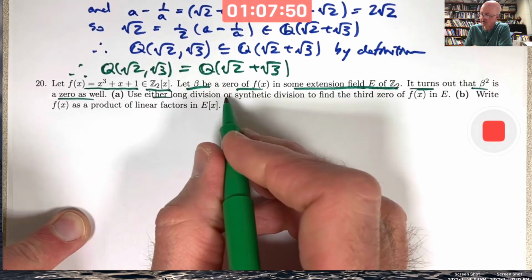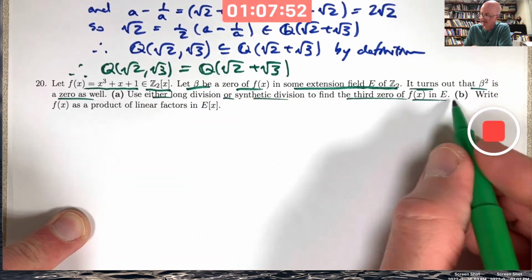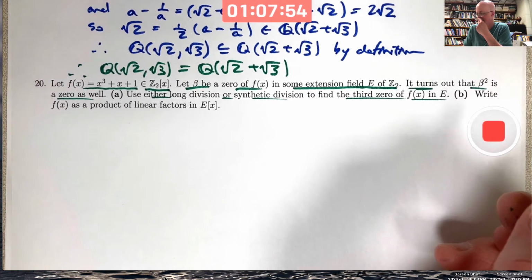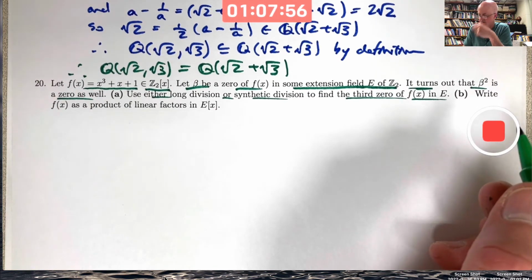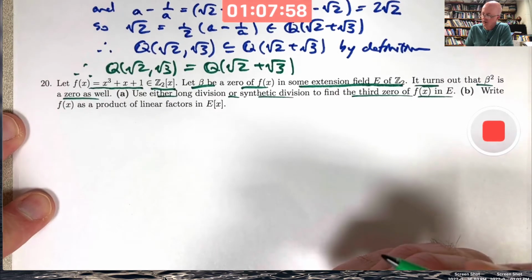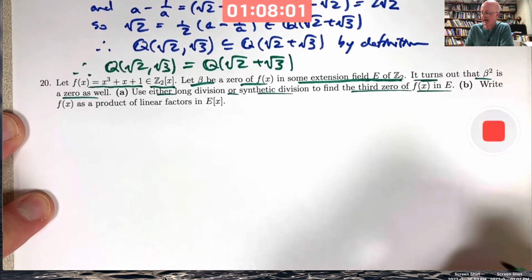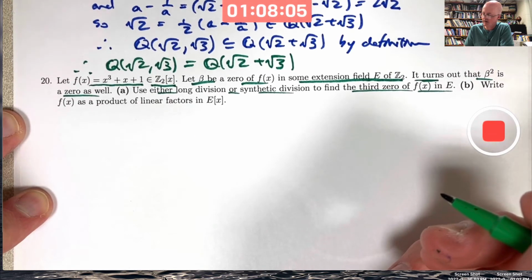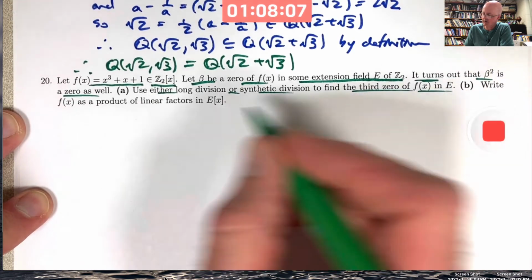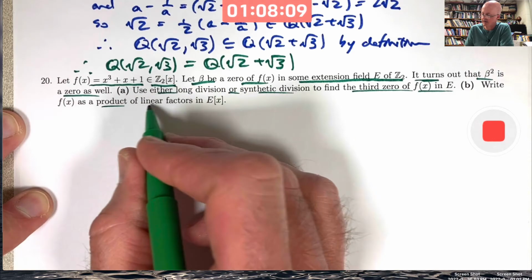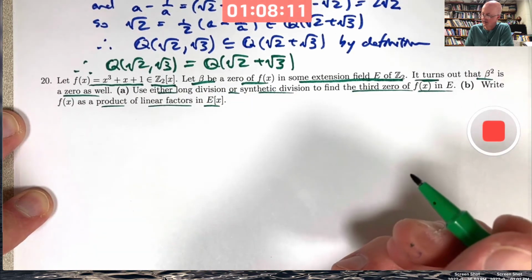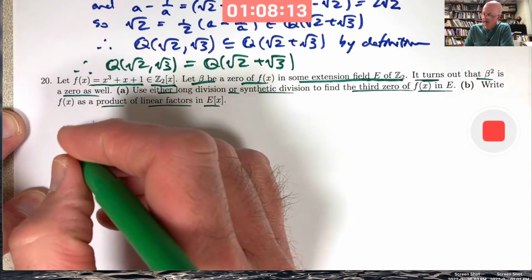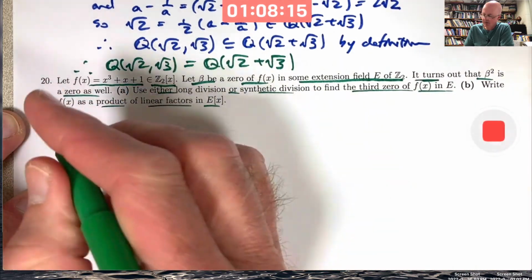Use either long division or synthetic division to find the third 0 of f(x) in E. And in so doing, we will also confirm beta squared is a 0. Though, by me telling you that, it will help you find the third 0. After you've found the third 0, then you can easily write f(x) as a product of linear factors in this polynomial ring. Long division is fine. I prefer using synthetic division.